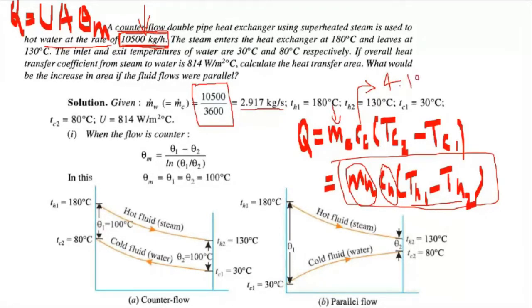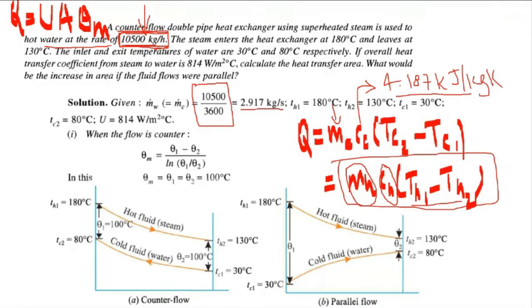4.187. And the unit? Kilojoule per kg Kelvin. So this is the value of Cc. Though this is not given in the question, we know this value. This value will always be known to us. You cannot consider this as unknown data.